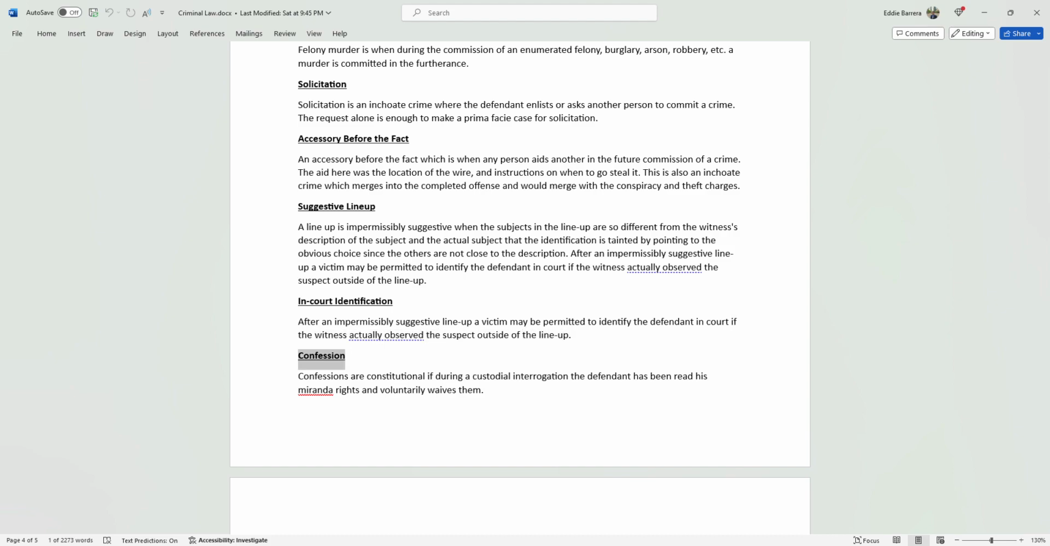Confession. Confessions are constitutional if during a custodial interrogation the defendant has been read his Miranda rights and voluntarily waives them.